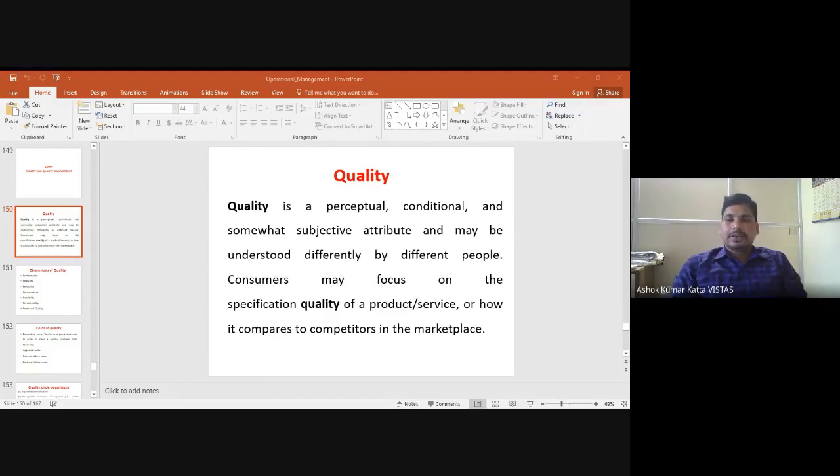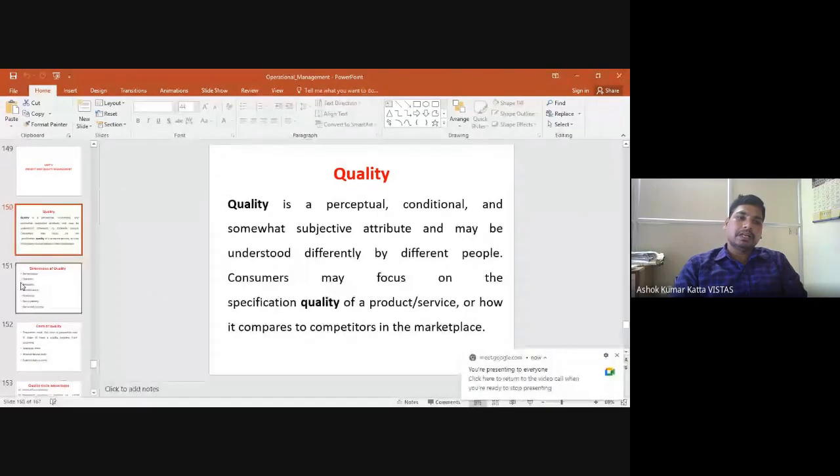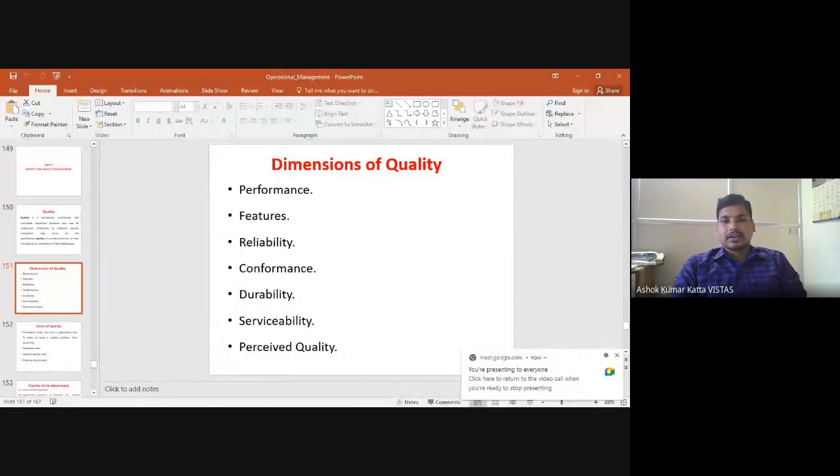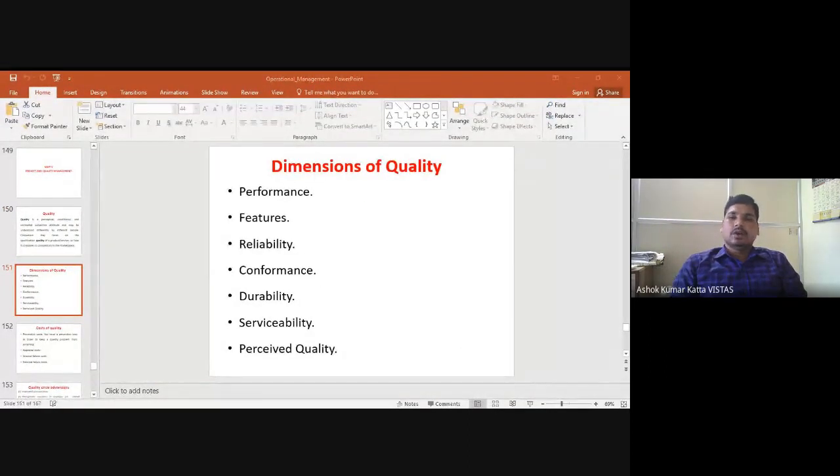Now quality can be compared across multiple aspects. In this slide we can see the dimensions, or various shades, of quality. According to these 7 points, you may pick any one component which is required for the fulfillment of your regular needs.